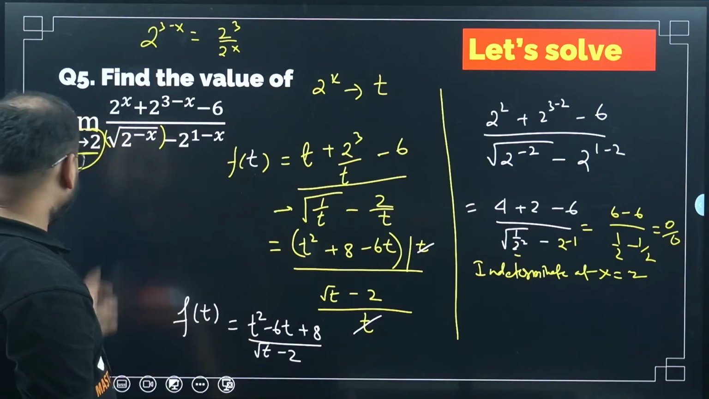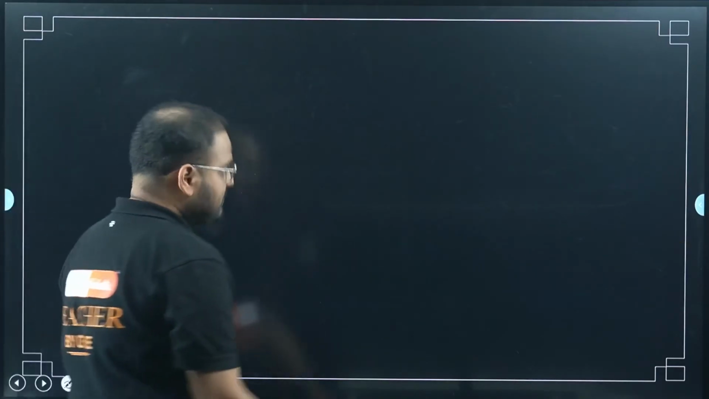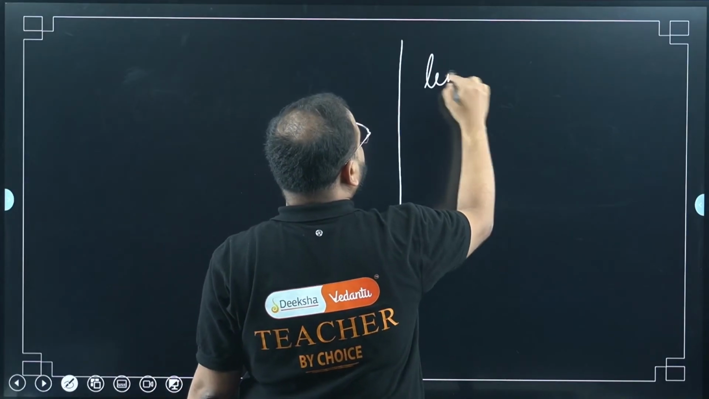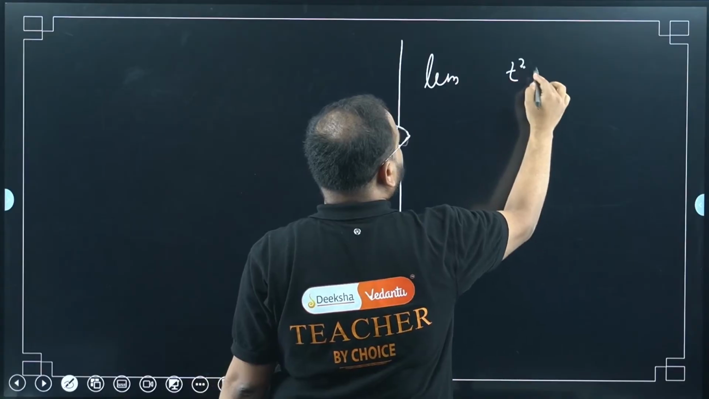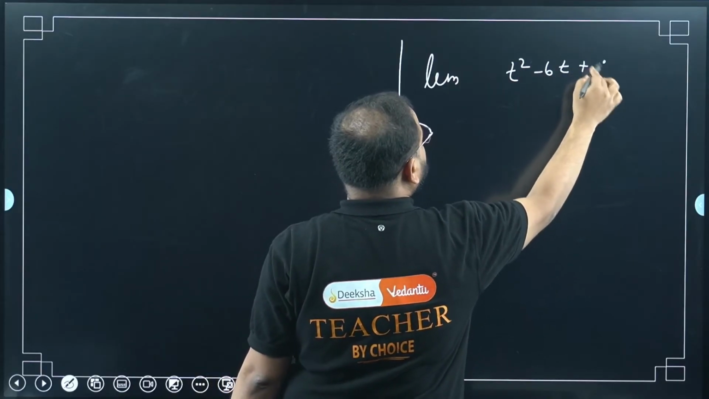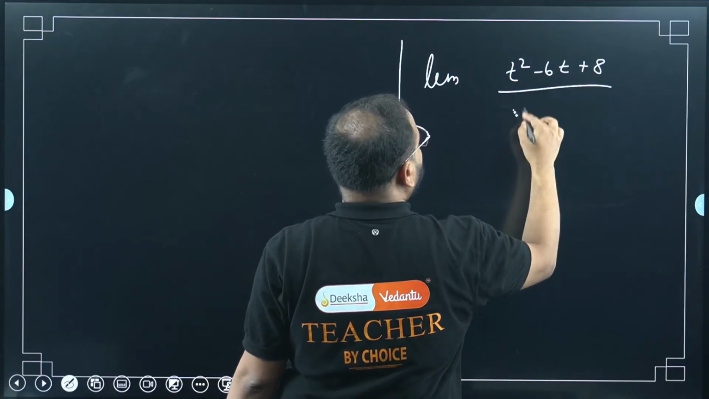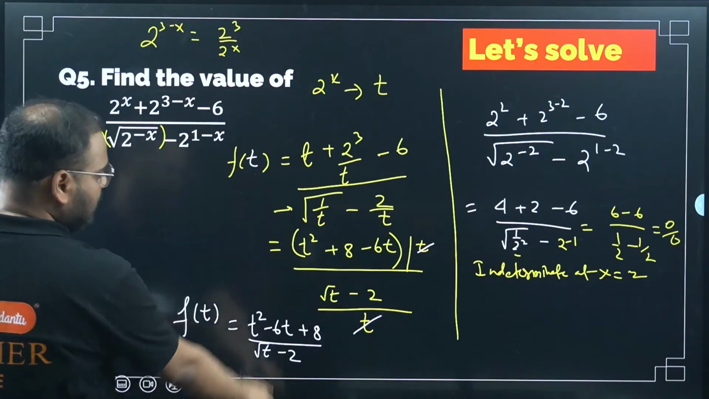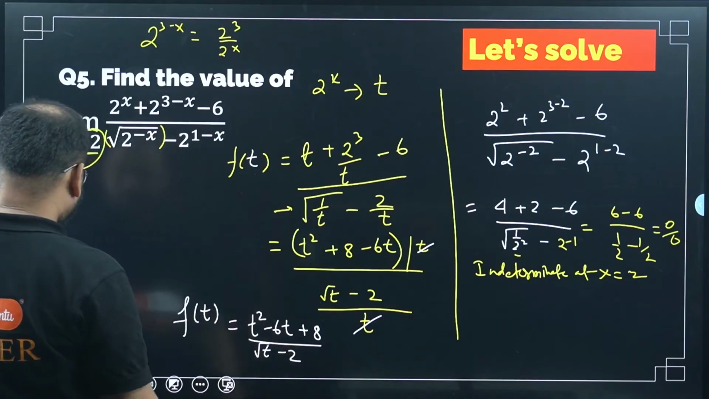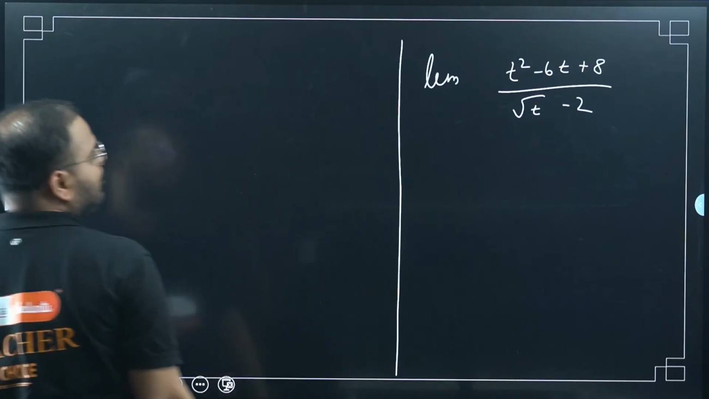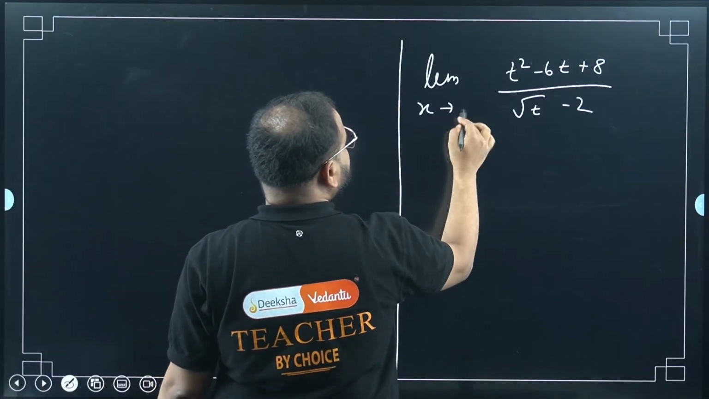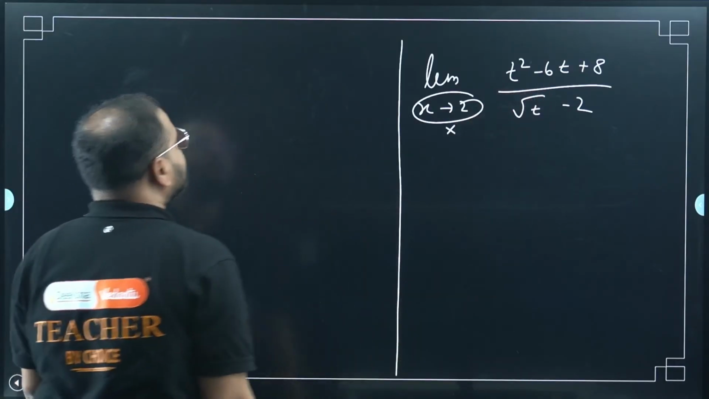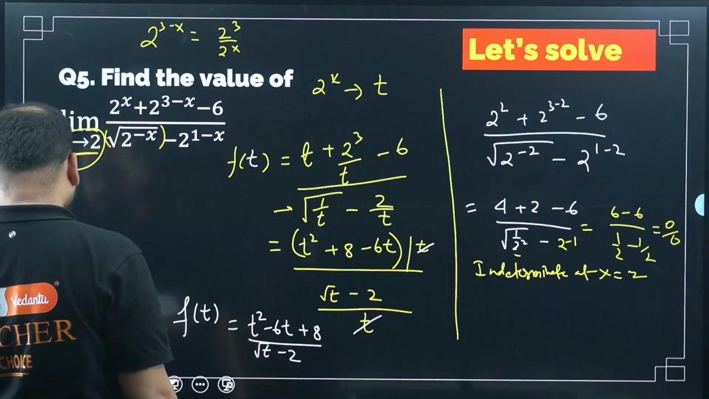But they are asking us to find limits, no? So let's see here. Limits. So I have to write like this. Limit of t square minus 6t plus 8 upon root t minus 2, correct? Now what was the limit? X tends to 2. If I write here x tends to 2, will it make sense? No, sir, there is no x. Then what are you going to do? Please check here. The most important part of this question.